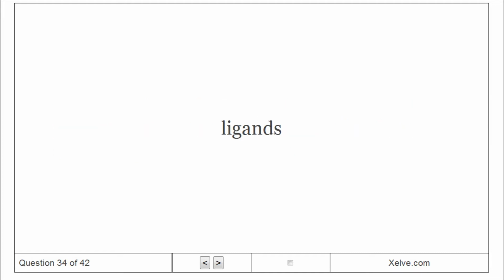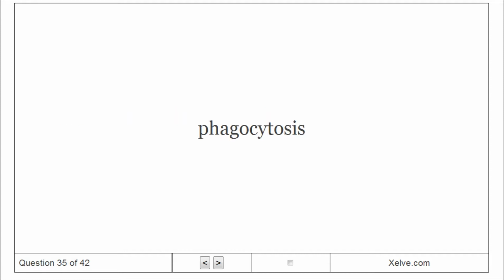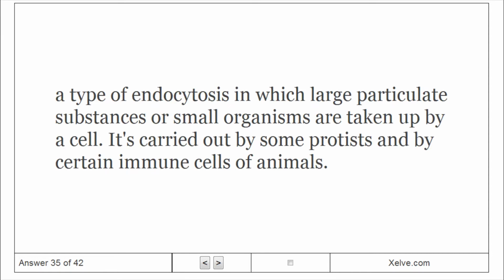Ligands, molecules that bind specifically to another molecule, usually a larger one. Phagocytosis, a type of endocytosis in which large particulate substances or small organisms are taken up by a cell. It's carried out by some protists and by certain immune cells of animals.